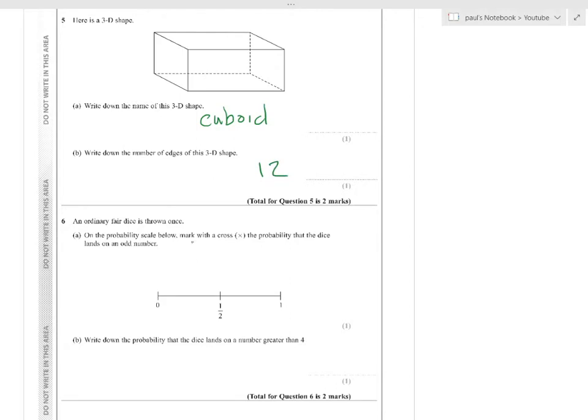A fair dice is thrown, mark across the probability the dice lands on an odd number. So you've got 1, 2, 3, 4, 5, 6. There's 3 odd numbers, so it'll be right in the middle. What's the probability the dice lands on a number greater than 4? Well, you've got 2 over there, so it'll be 2 out of 6.